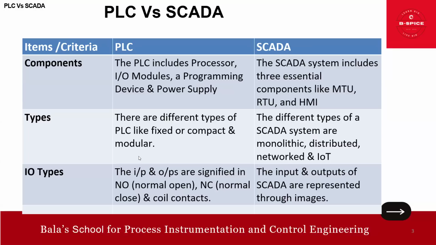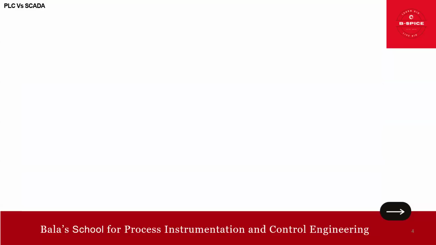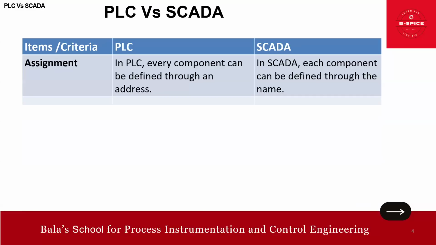So when we talk about the IO types, as I highlighted earlier, the input and output in a PLC are signified as NO, normally open, and NC, normally closed, and of course as coil contacts. Here, in SCADA, the input and output are represented through images, symbols, blocks. So when we talk about the assignment, meaning how the component can be assigned, every component in a PLC can be defined through a specific address. But in SCADA, we have it through the name actually. So these are the key critical differences, friends.